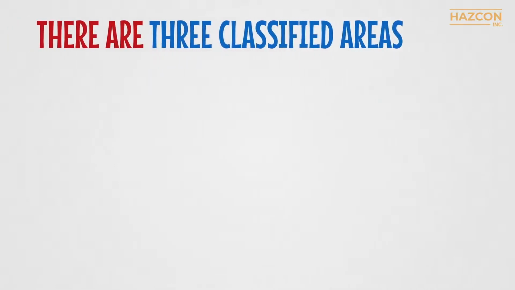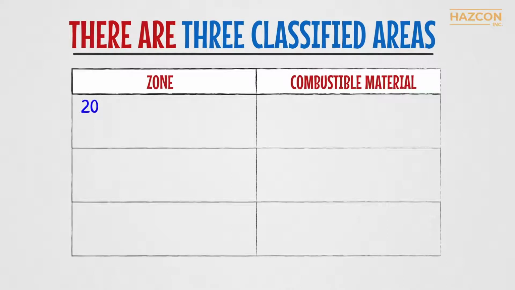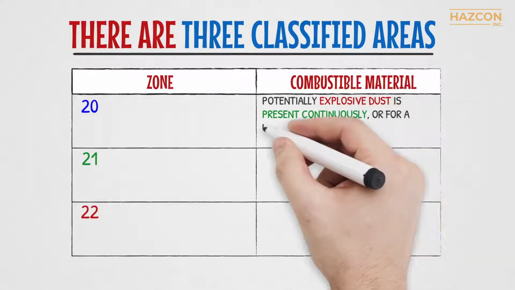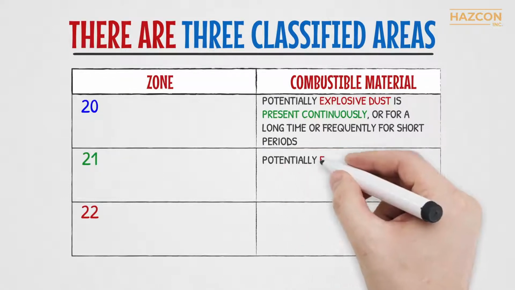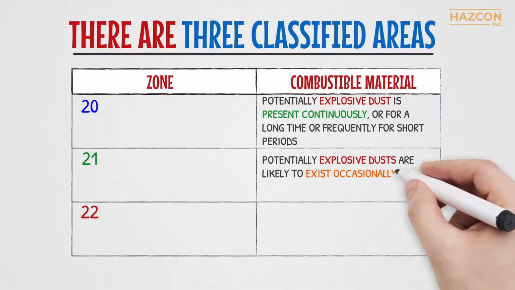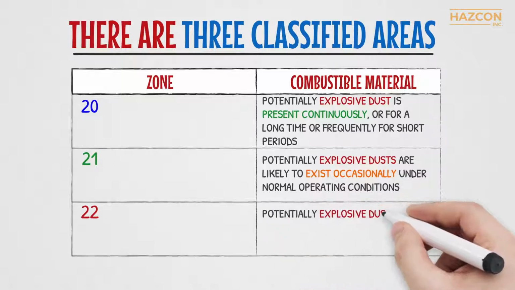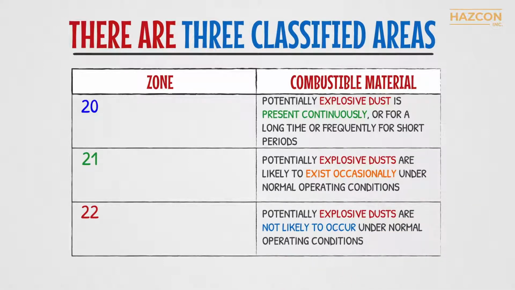Based on the likelihood of these explosive dust materials being present, there are three classified areas: Zone 20, Zone 21, and Zone 22. Zone 20 identifies an area in which a cloud of combustible dust in air is present continuously, or for long periods or frequently for short periods. Zone 21 refers to an explosive atmosphere in which a cloud of combustible dust in air is likely to occur occasionally in normal operation. And Zone 22 identifies an explosive atmosphere in which a cloud of combustible dust in air is not likely to occur in normal operation, but, if it does occur, will persist for only a short period.